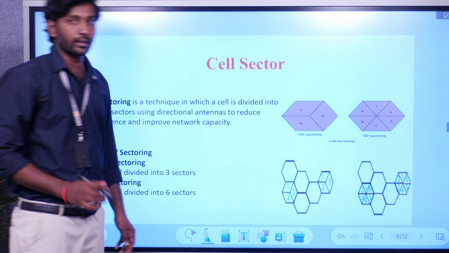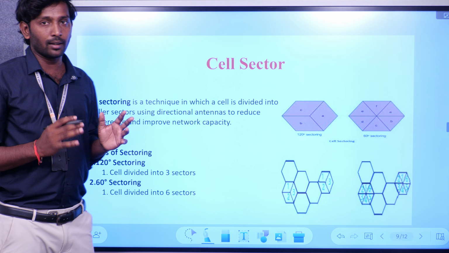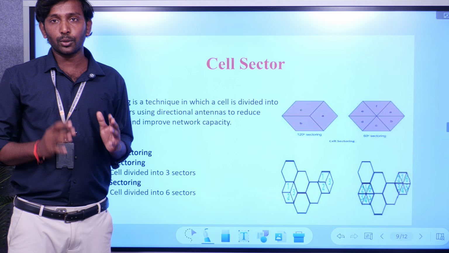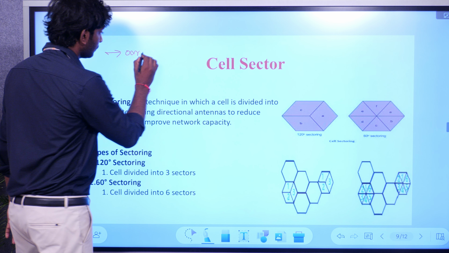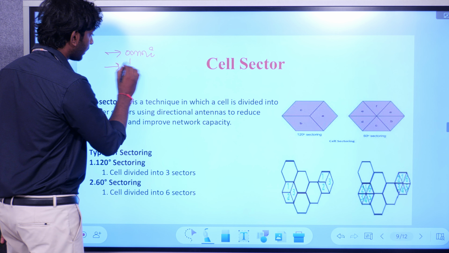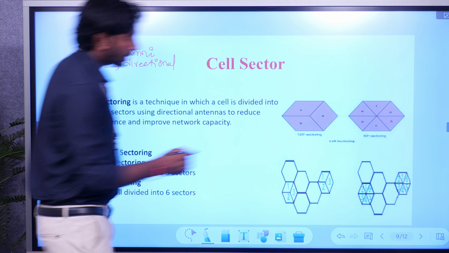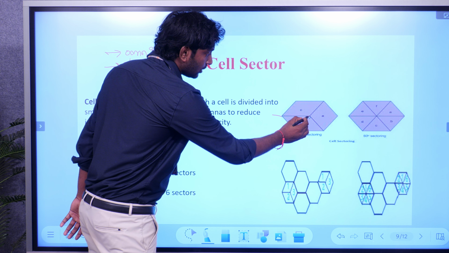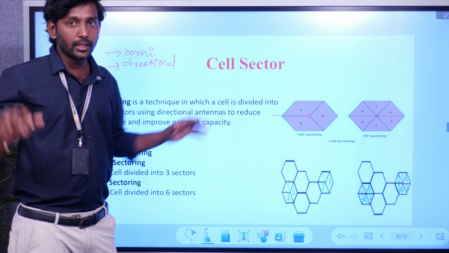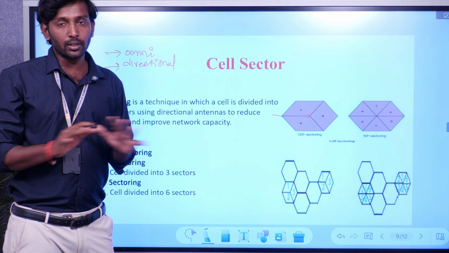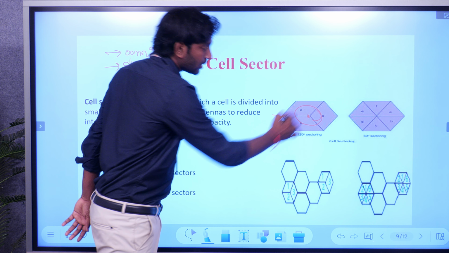And next one is cell sectoring. Before going to cell sectoring, we need to know about antennas. In cellular mobile communication, two types of antennas are used. One is the omnidirectional antenna system, and the second is the directional antenna system. This is the hexagonal shaped cell we placed in the omnidirectional antenna system. The omnidirectional antenna will cover the total 360 degrees of the hexagonal cell, but only over a short distance.